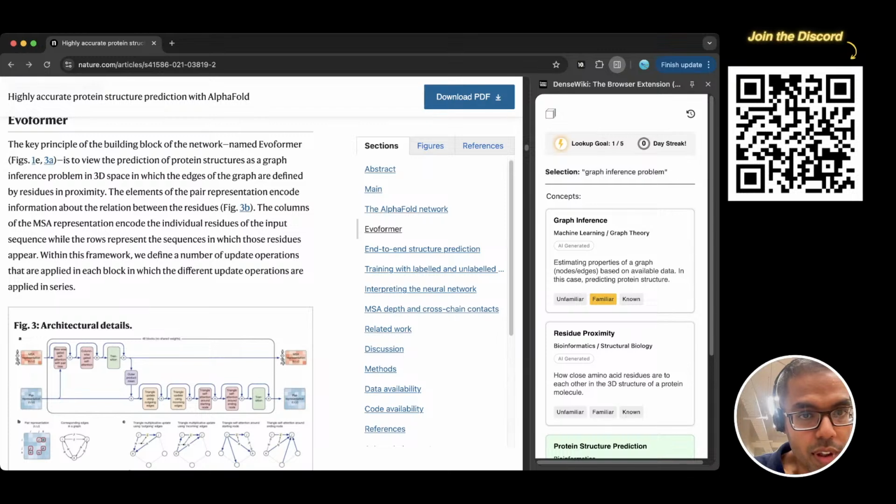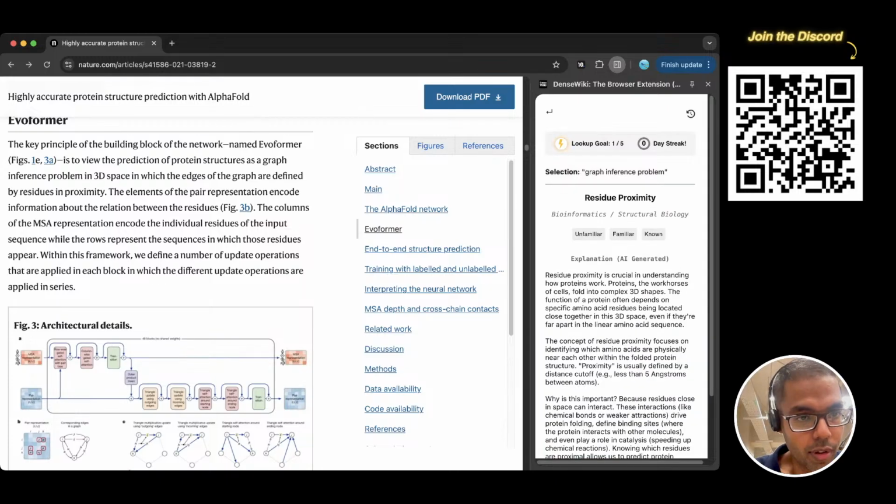In which the edges of the graphs are defined by residues in proximity. Okay, residue proximity. Let's see what that means. Residue in proximity. The edges of the graphs are defined by residues in proximity.